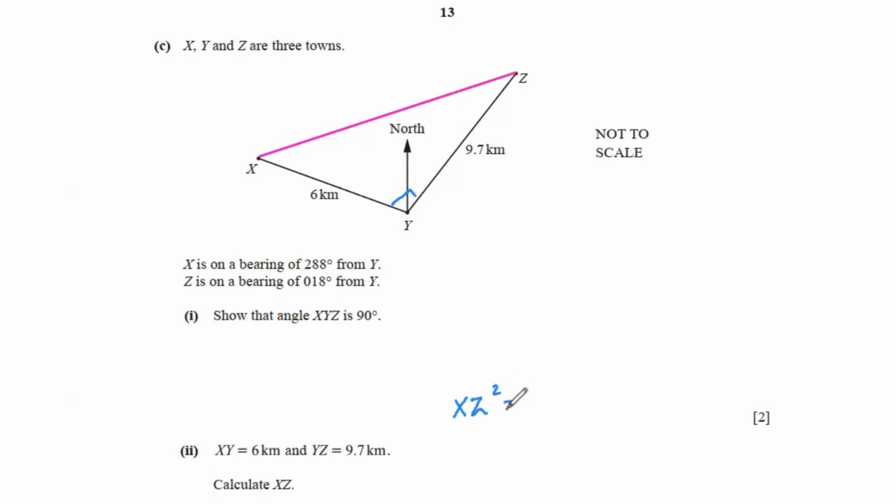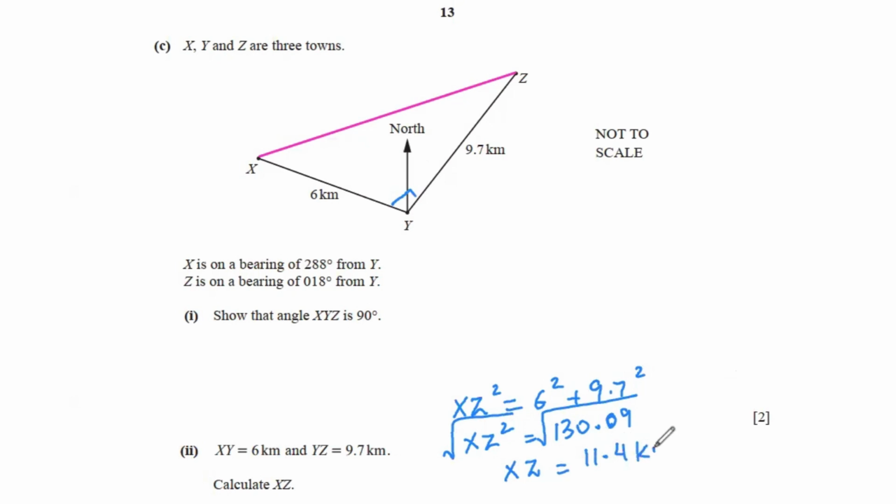XZ square would be 6 square plus 9.7 square, which is going to give us 130.09. Then we take the square root on both sides, and XZ is equal to 11.4 kilometers. That is what XZ is.